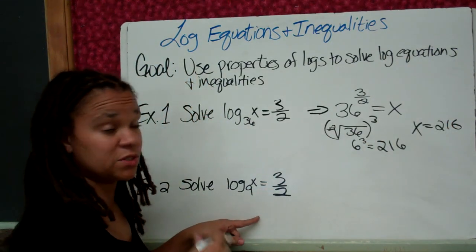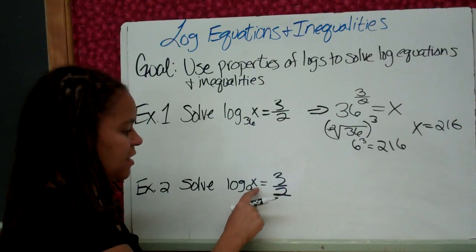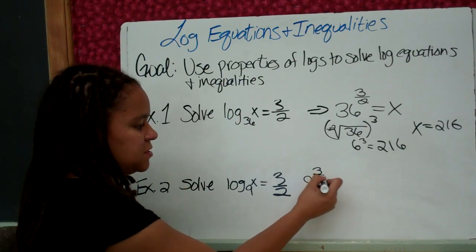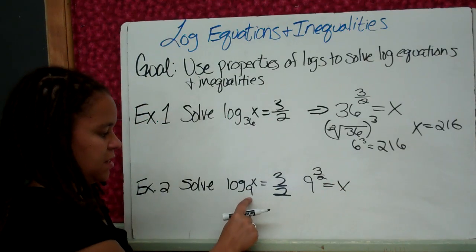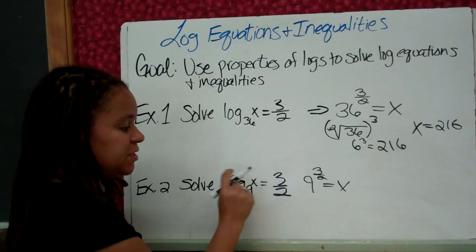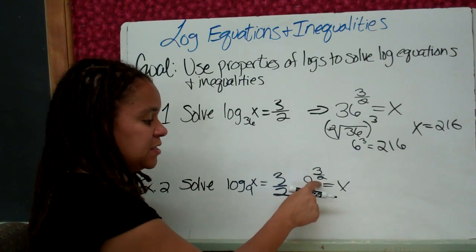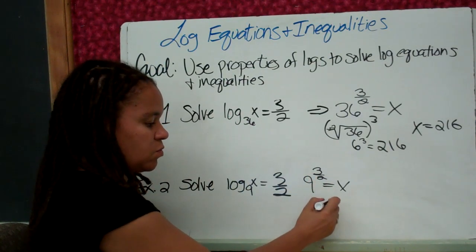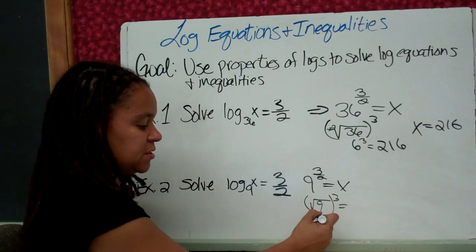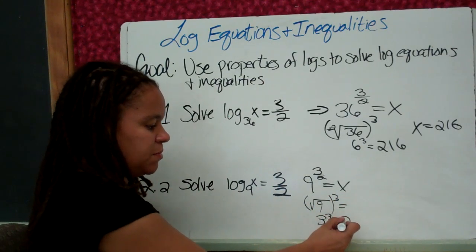I'll just do another one so you can see it again. Log base 9 of x equals 3/2. That turns into 9 to the 3/2 is equal to x, because the base to the power of the answer is equal to the big number. So again, this is the square root of 9 cubed, which is 3 cubed, which would be 27.